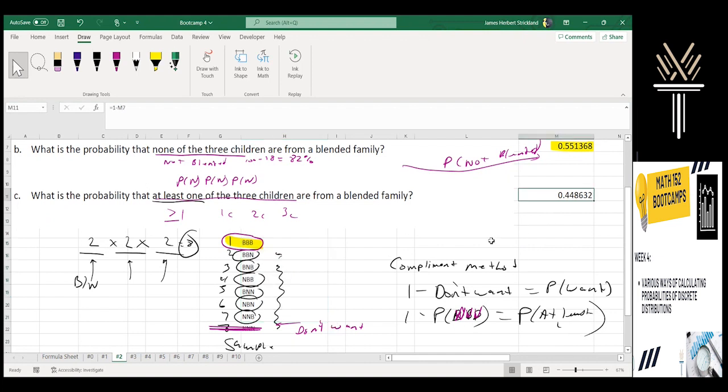because all probabilities add up to 1. That's the cool thing. But definitely when you have these at least cases, it's often easier to use the complement method. Just 1 minus what you don't want.